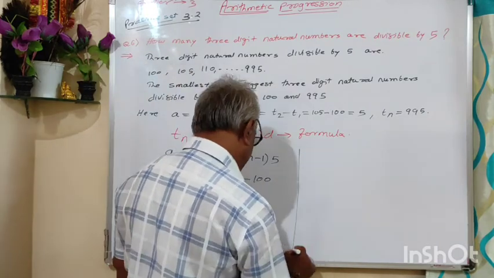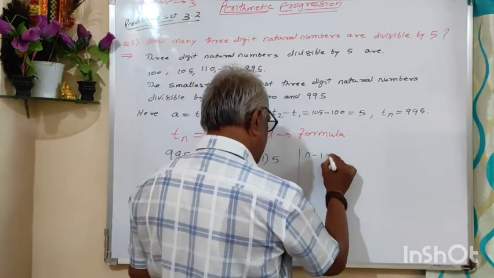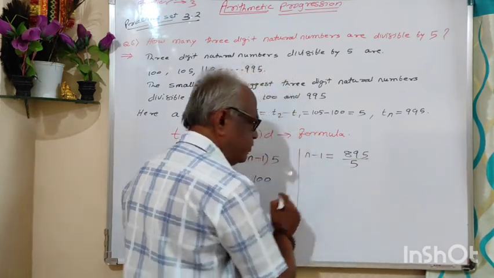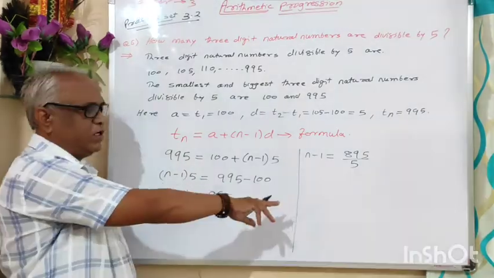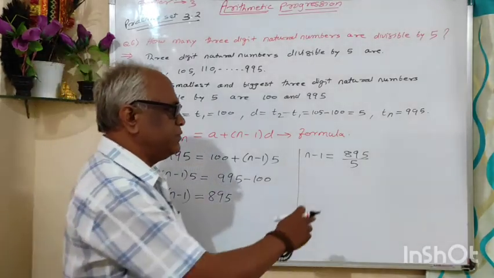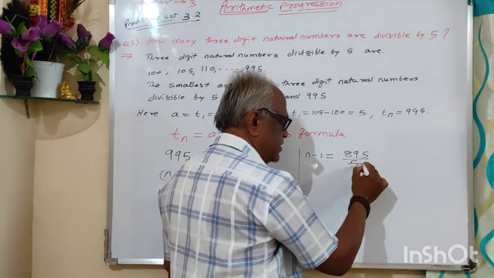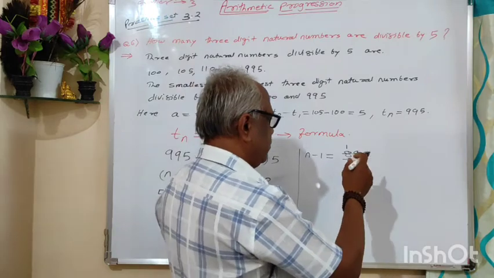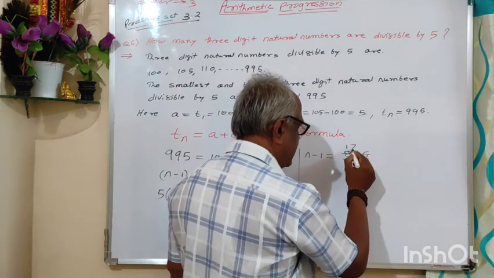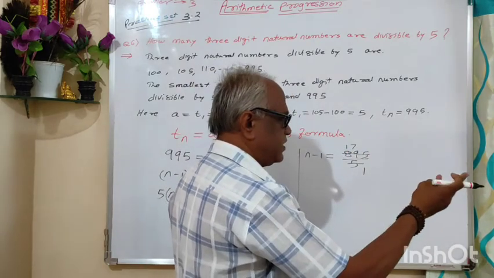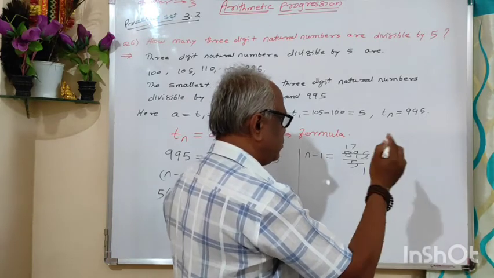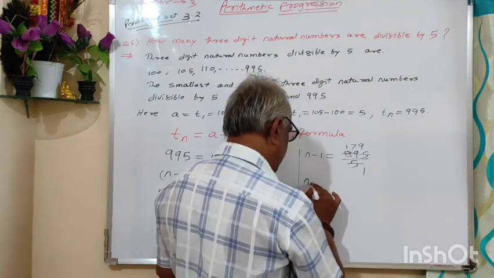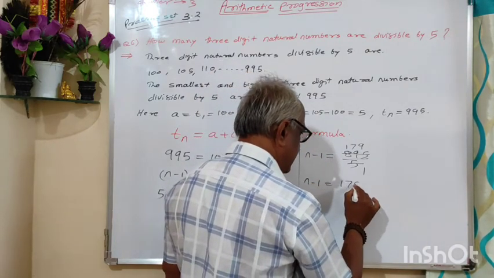So here I will solve the remaining. n minus 1 is equal to 895 divided by 5. Here 5 is multiplication, so when it goes to the other side of the equal sign, it becomes division. Now we do the cancellation. 5 ones are 5, 5 ones are 5, 6, 7, 8, 3 remain. 5 sevens are 35, 36, 37, 38, 39, that is 4 remain. 5 nines are 45. So n minus 1 is equal to 179.